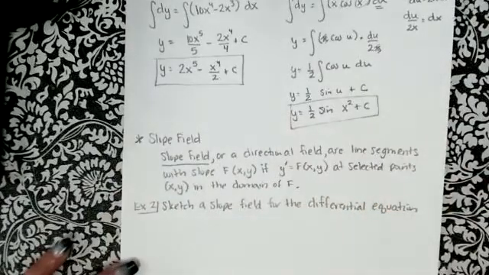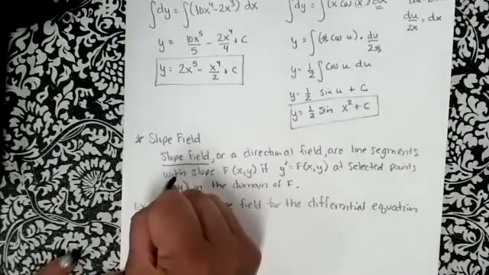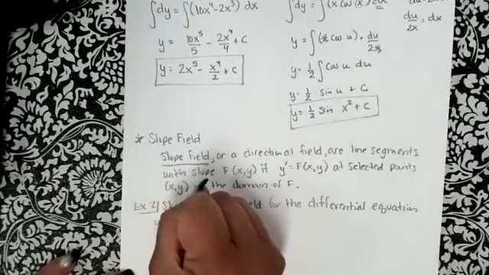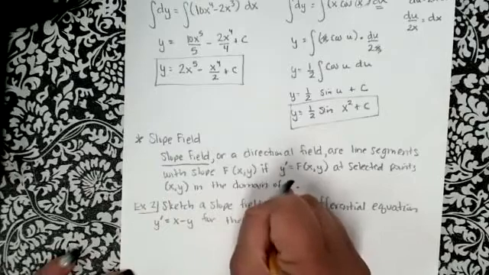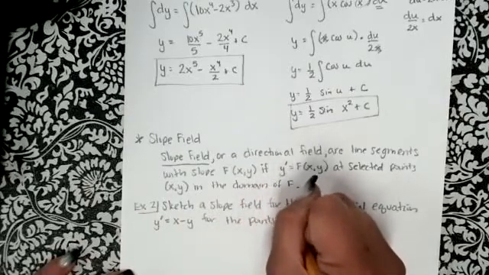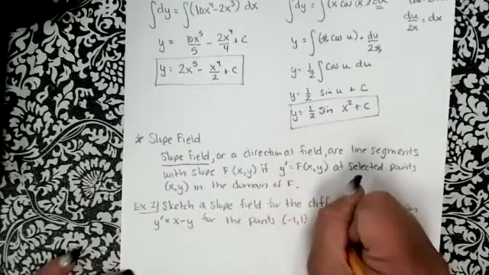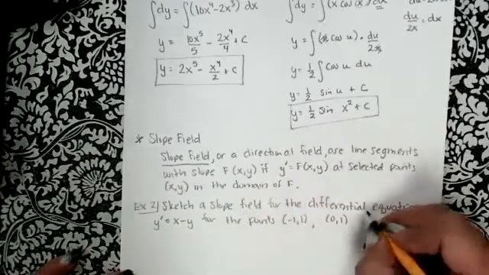So we're going to sketch a slope field for the differential equation y prime equals x minus y for the points negative 1, 1; 0, 1; and 1, 1.